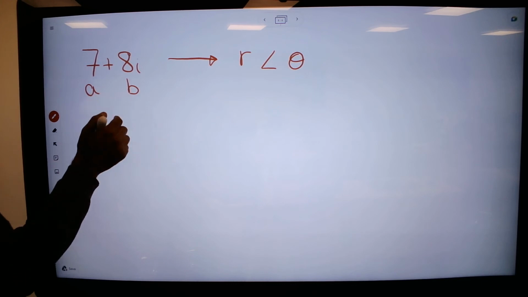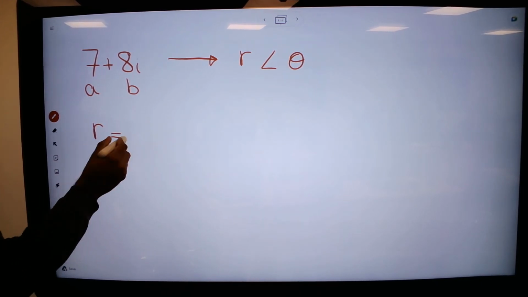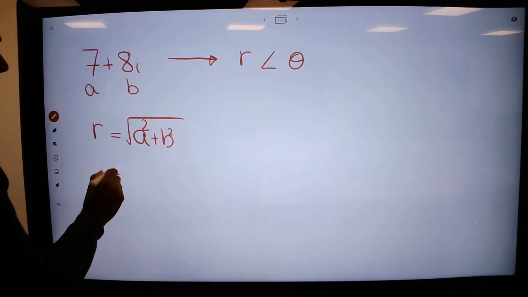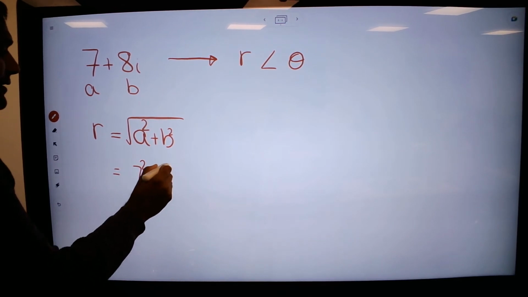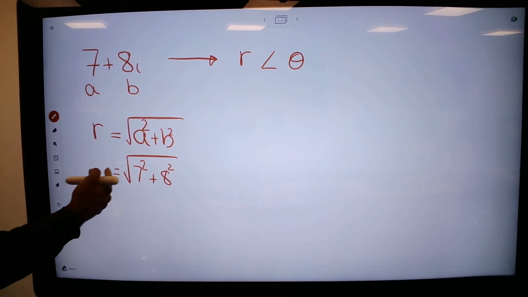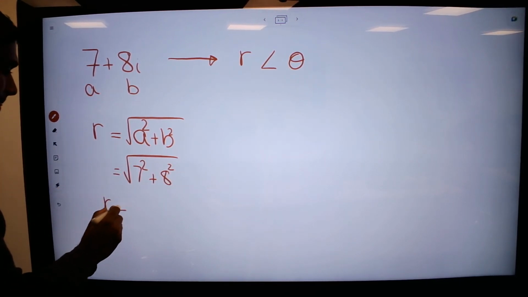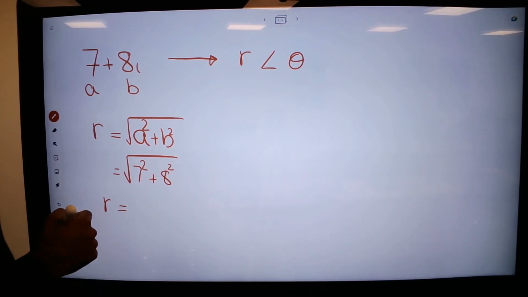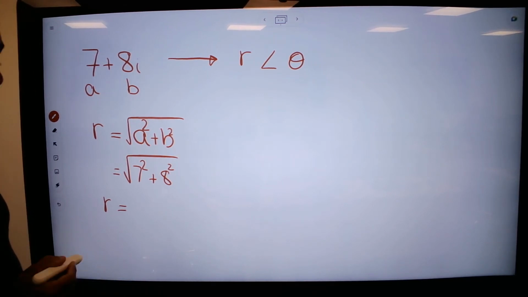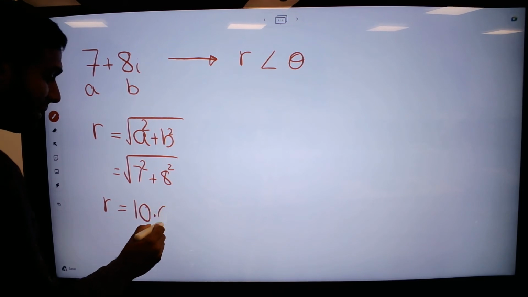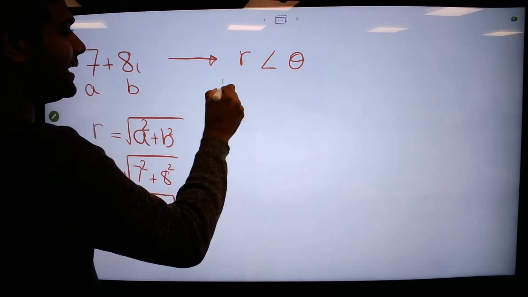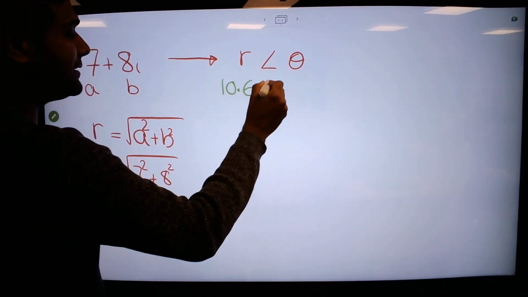To find the R, it's the square root of A square plus B square. 7 square plus 8 square, square root. I'm not putting brackets because there is no negative sign, otherwise I'll put brackets. Can someone give me the answer, please? Root 113. And if you press the S-D button, decimal please. 10.6. Okay, 2 decimal places, but okay. So I'm going to put 10.6. But always use 2 decimal places.